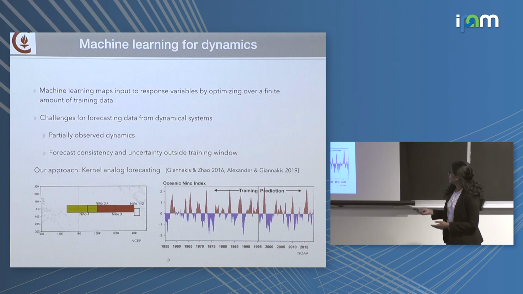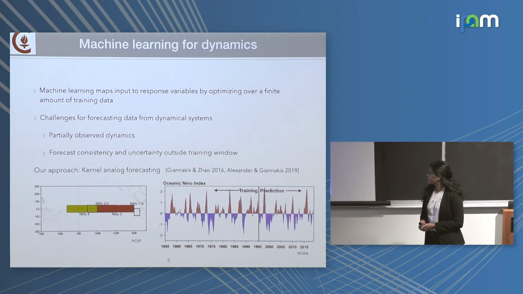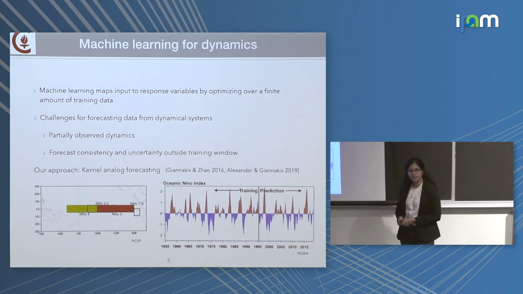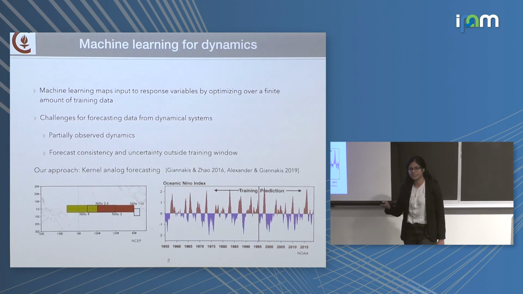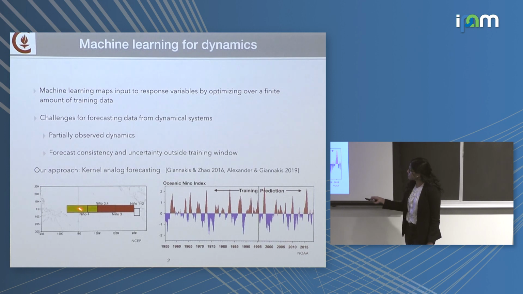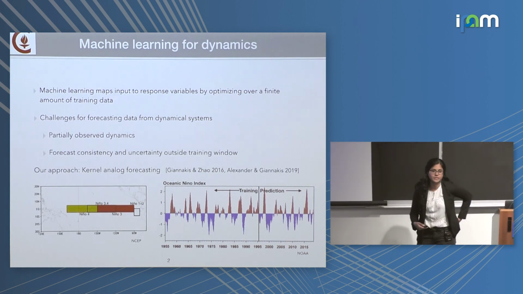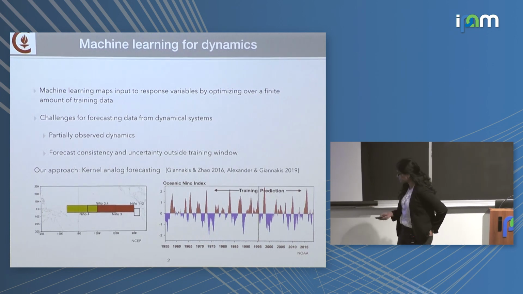So an application of this would be, for example, climate, where you obviously don't have access to the underlying state space, which is the entire ocean in this case, but you want to predict the oceanic Niño index, which is an average measure of the deviation from a certain threshold of the temperature over this region. And this has implications in global climate and climate change and things like that.